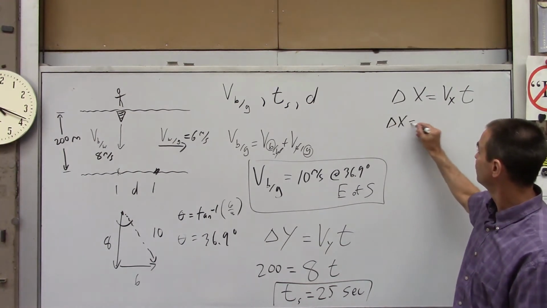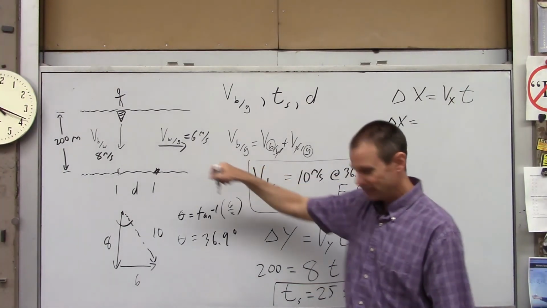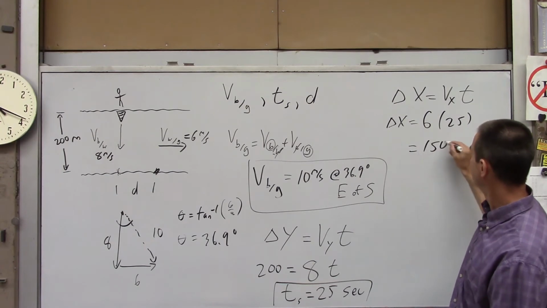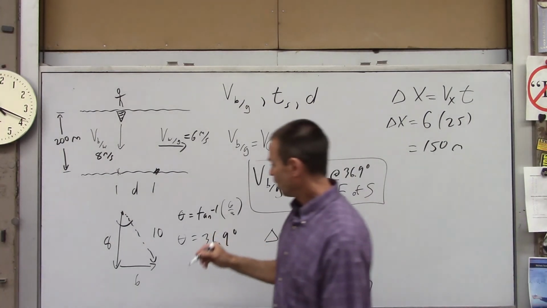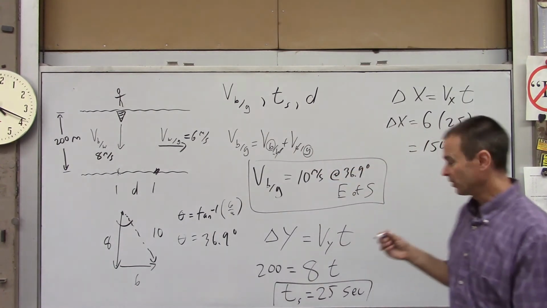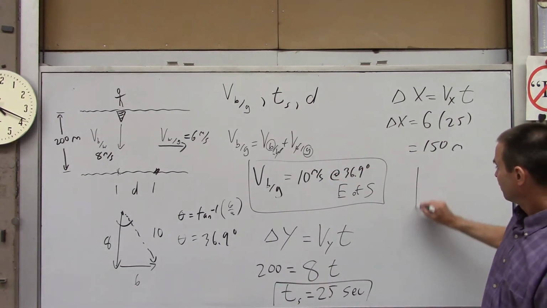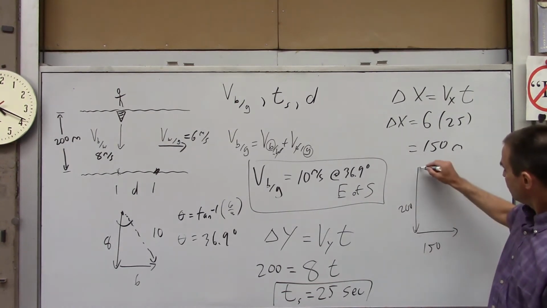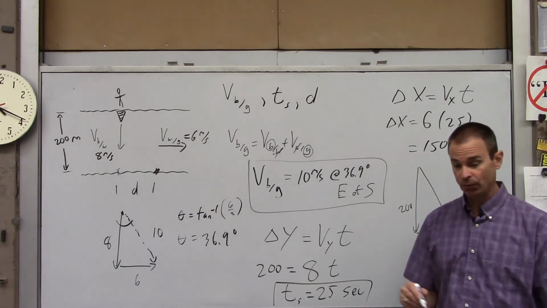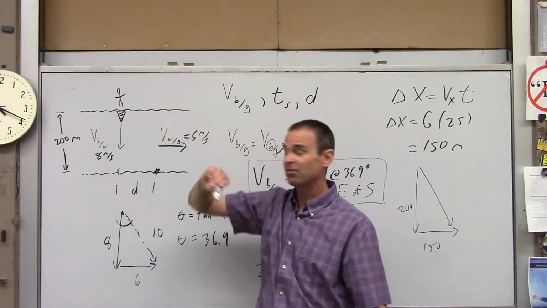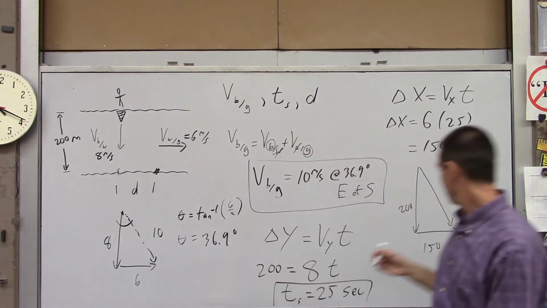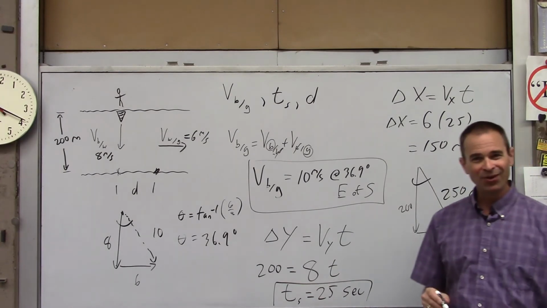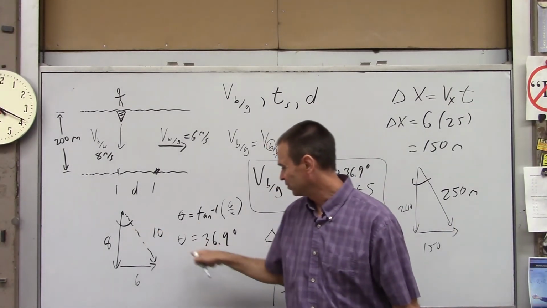Delta x, which is our distance, is vx. Well, he's moving to the right at 6 meters per second, times time, which is 25, and you're going to get 150 meters. So you could draw a separate triangle here. You could draw a displacement triangle. This distance is 200. This distance is 150. You could find the distance relative to the ground, or to you standing on the dock. How far is the boat away from you when it lands? Well, that's going to be, the Pythag goes, you're going to get 250 meters away. That angle will be exactly the same as this angle, which is 36.9 degrees.